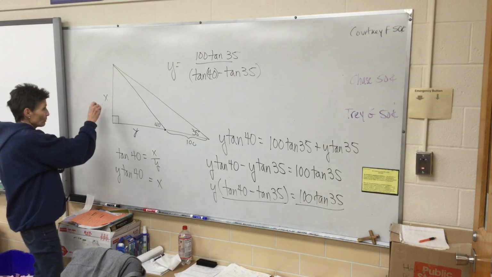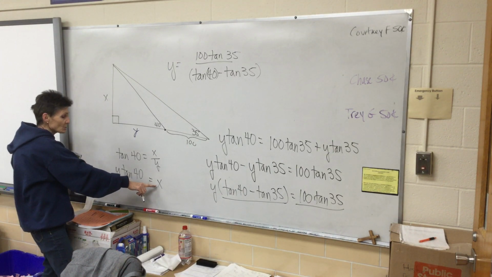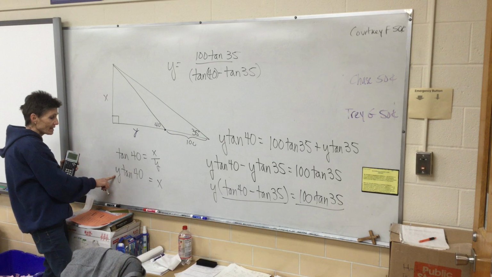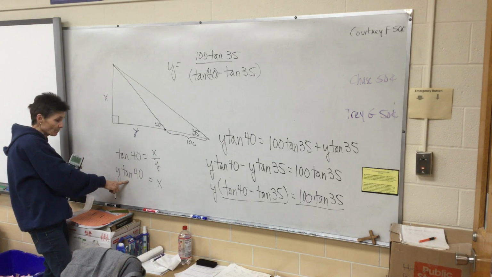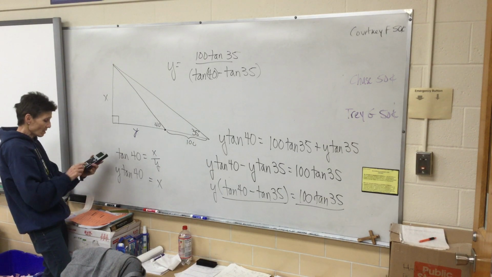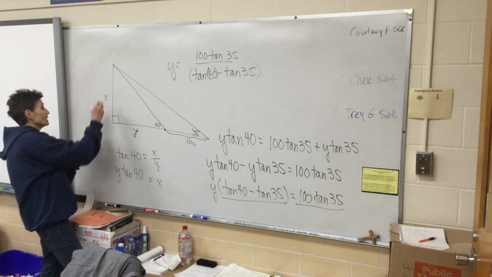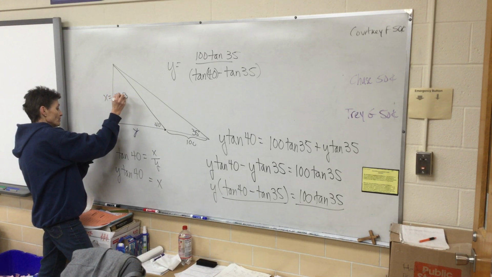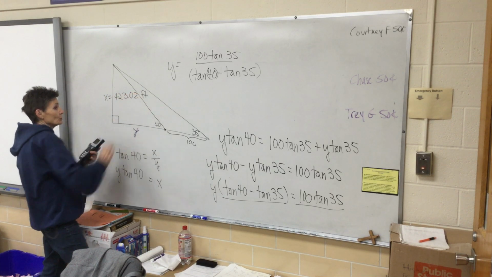So x is what I really wanted to know, though. So x, remember, is y times tan 40 from our first equation. y is on my calculator, so I'll just take it times tan 40. And the height of the building is 423.02 feet.